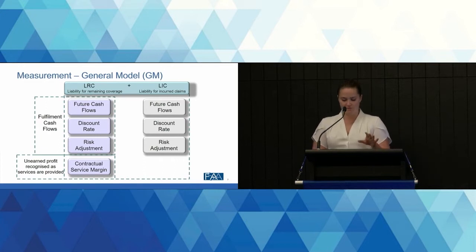So all of those three core components relate to both parts of the equation, but then you've got this extra component present within the LRC, the CSM. And what that does is it's effectively a profit deferral mechanism, so conceptually not dissimilar to MOS. And I'll go through that in a little bit more detail. So what I'm going to do over the next few slides is break down each of those core components and explain a little bit about what's in them.